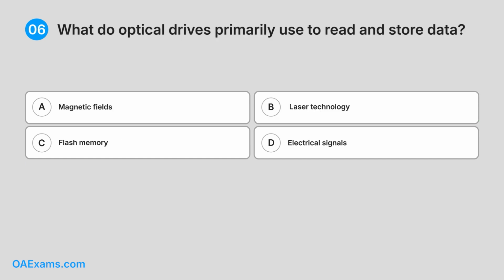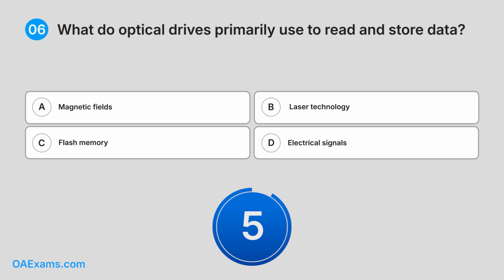6. What do optical drives primarily use to read and store data? A. Magnetic fields. B. Laser technology. C. Flash memory. D. Electrical signals. Can you guess the answer?